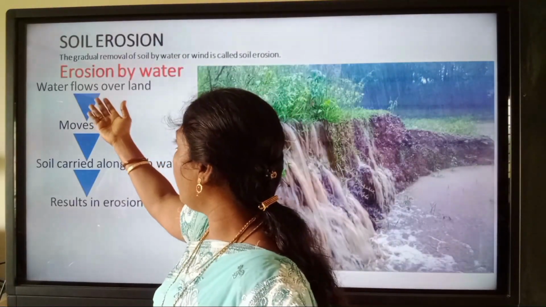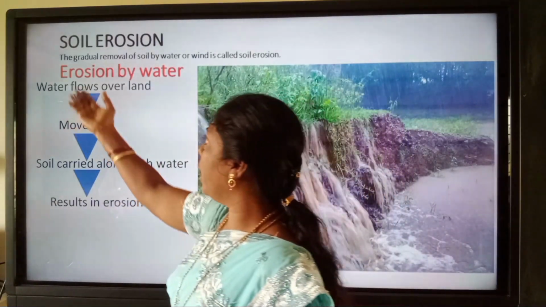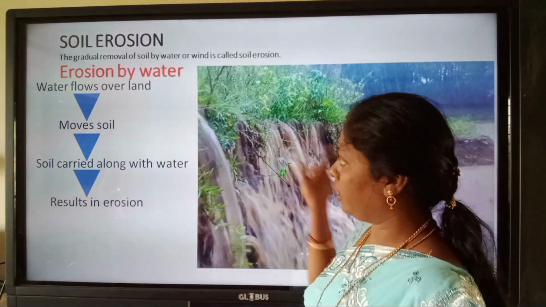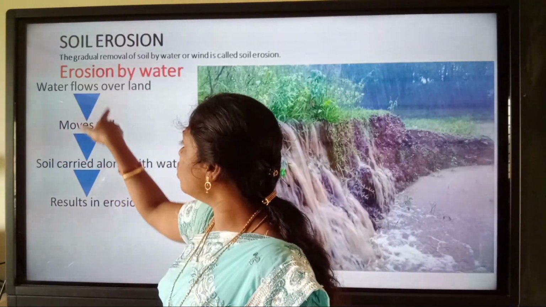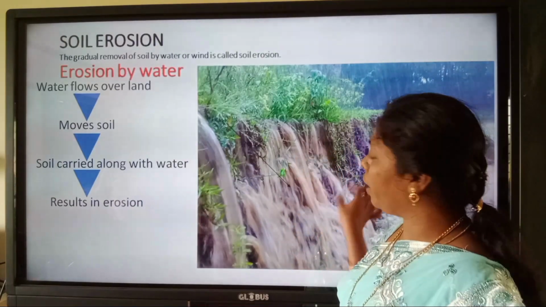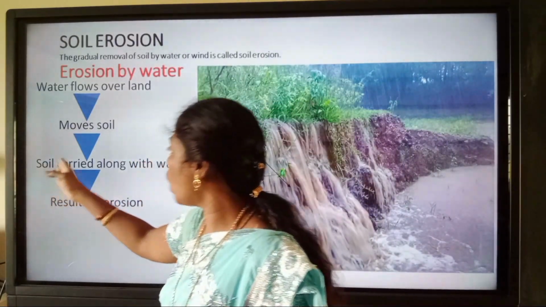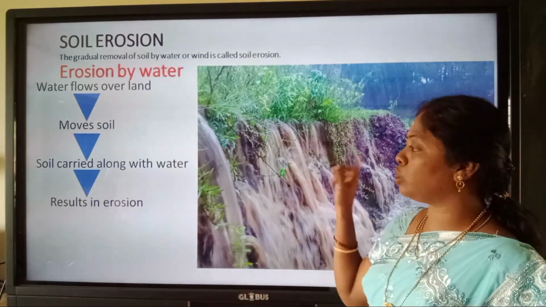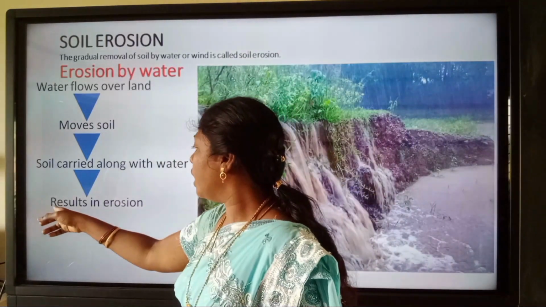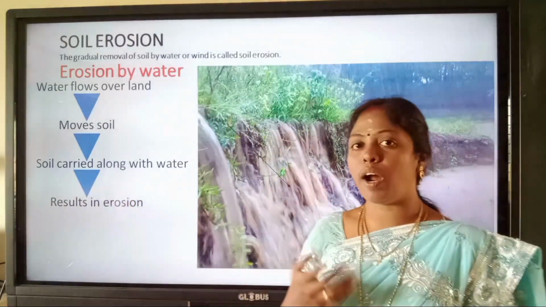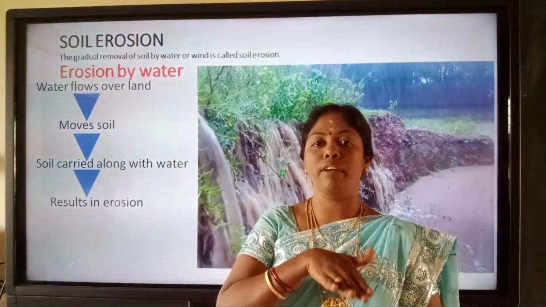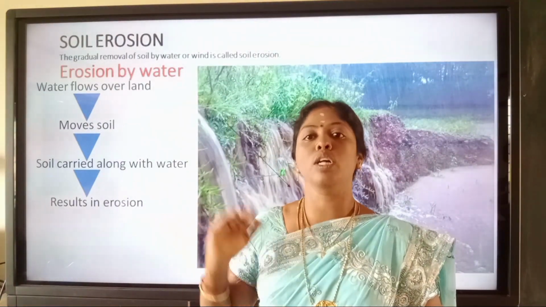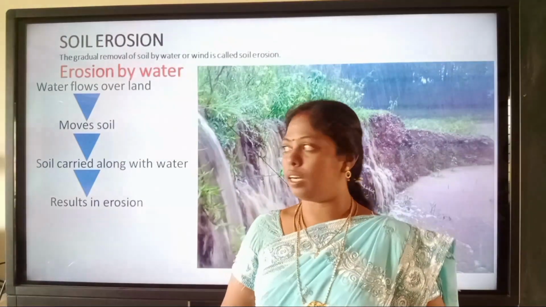When we see erosion by water, first the water flows over the land. After that it moves the soil. The flowing of water is moving the soil. Then the soil is carried along with water. Can you see the muddy water here? So soil is carried along with it. It results in erosion. So what happened? The part which should be having the soil is eroded. The soil is removed from that area. So this is soil erosion by water.